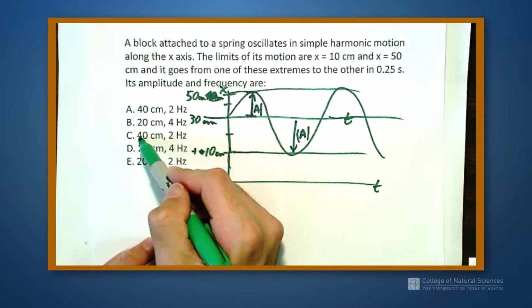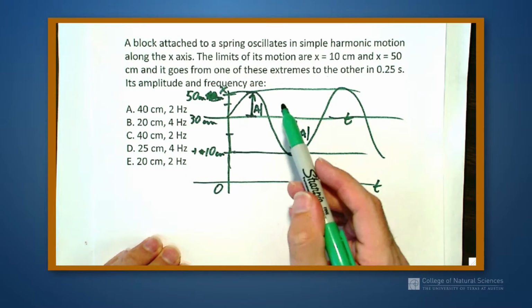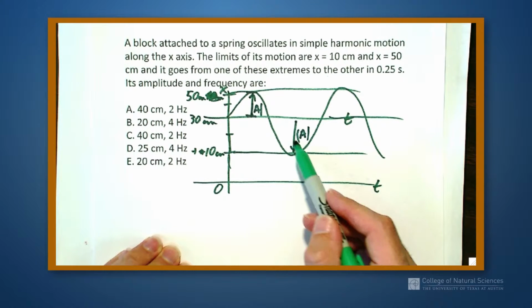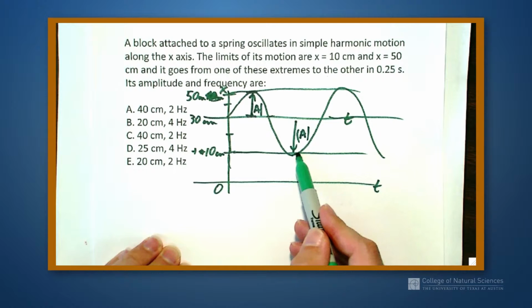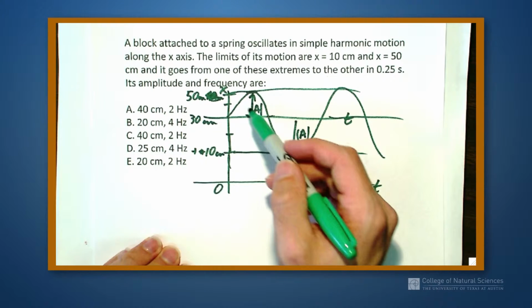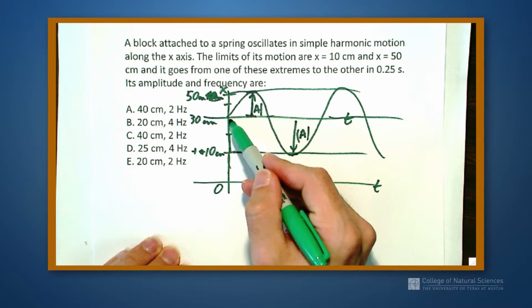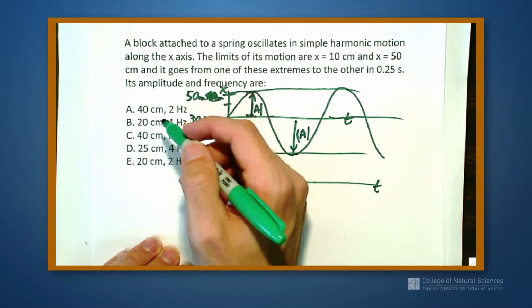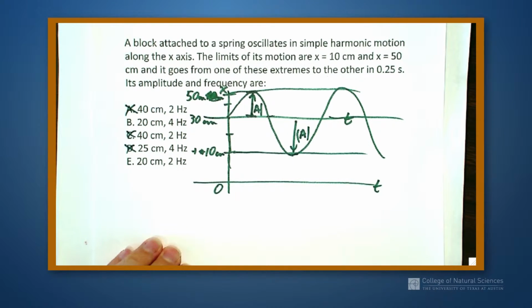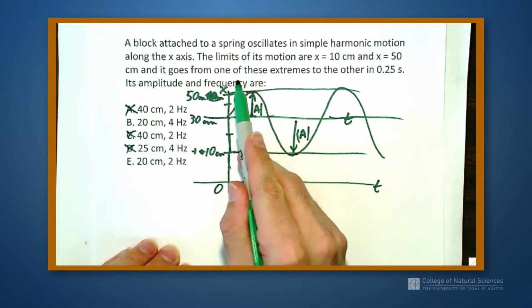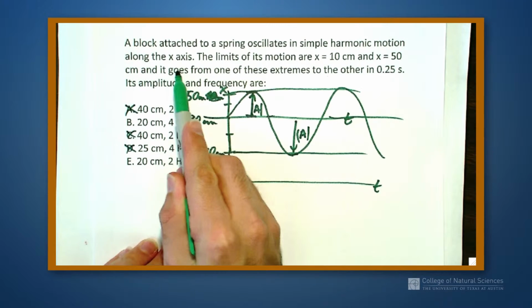A lot of people make the mistake of going from peak to peak or from peak to trough. It actually is from the 0 point to the peak, or the 0 point to the trough. So 20 centimeters, I go from 30 to 50 or from 30 to 10. It's both 20 centimeters. So I can eliminate 3 of my answers because they're not right. And it also gives me some more information.